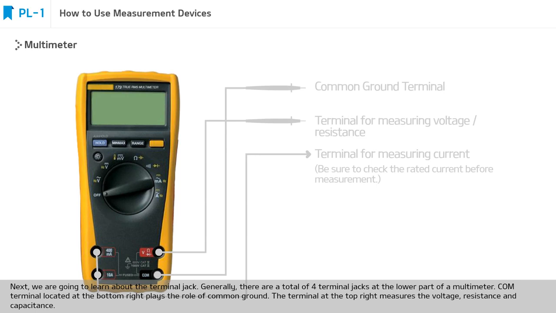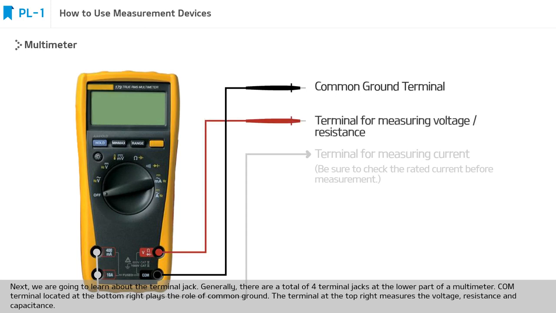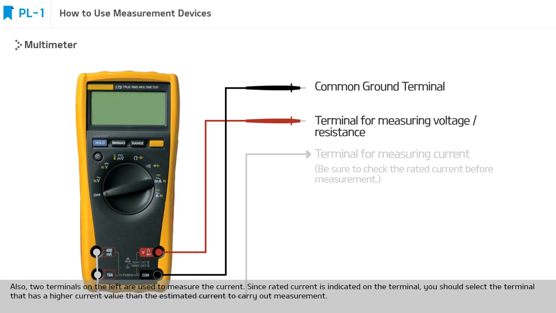Next, we are going to learn about the terminal jack. Generally, there are a total of 4 terminal jacks at the lower part of a multimeter. COM terminal, located at the bottom right, plays the role of common ground. The terminal at the top right measures the voltage, resistance, and capacitance. Also, 2 terminals on the left are used to measure the current.